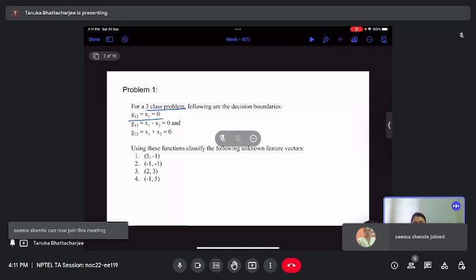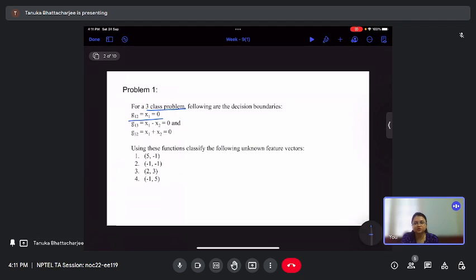As you can see from the equations of the decision boundaries, there are 2 variables involved, x1 and x2. So the feature space on which we are drawing these decision boundaries is a 2D feature space, and on that we have a 3-class problem. So we have 3 class boundaries. First, as I said, the boundary between class 1 and class 2, which is G12, is given by x1 equal to 0.